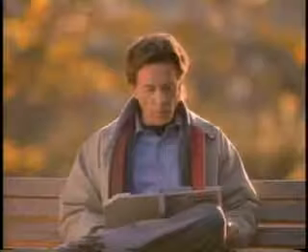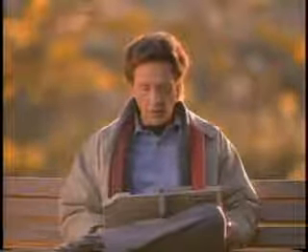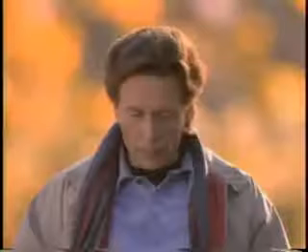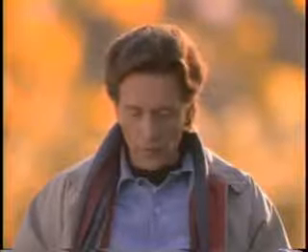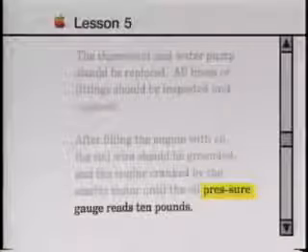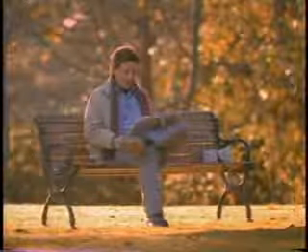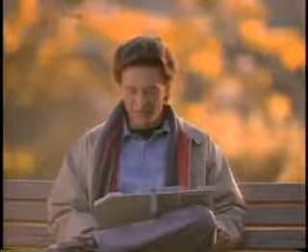After filling the engine with oil, the coil wire should be grounded and the engine cranked by the starter motor until the oil... what's this word? Pressure. Oh, pressure. Until the oil pressure gauge reads 10 pounds. Would you like to go on to lesson 6? No, I want to read this.